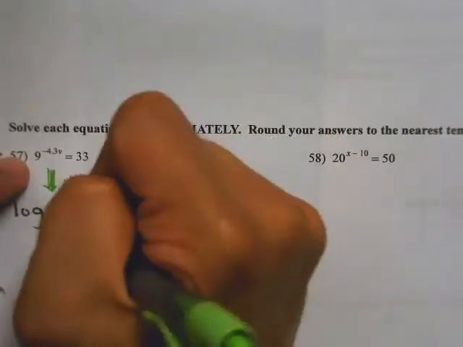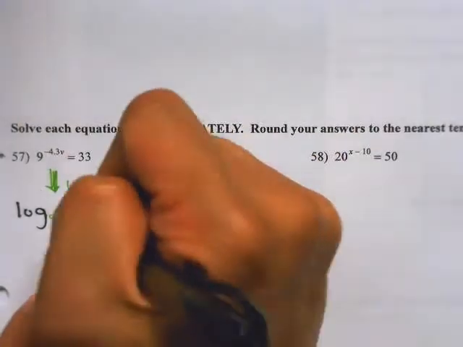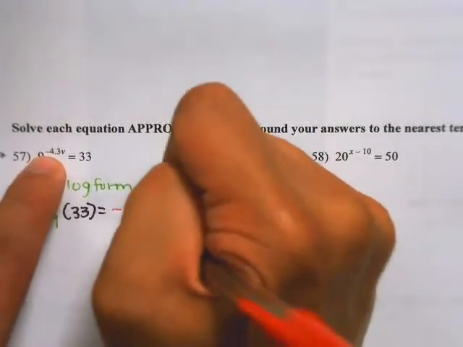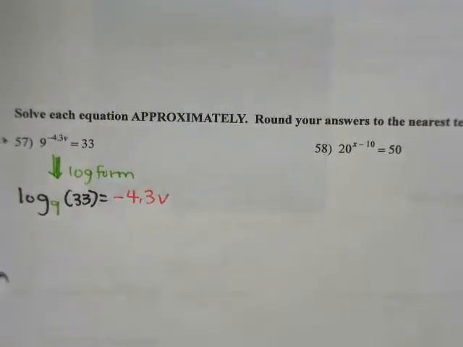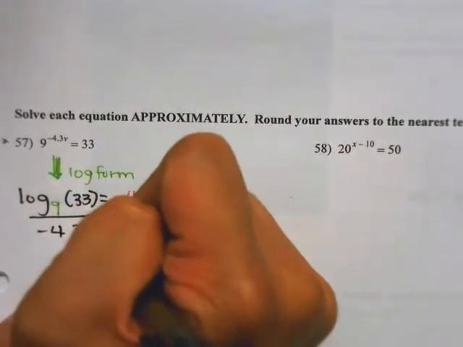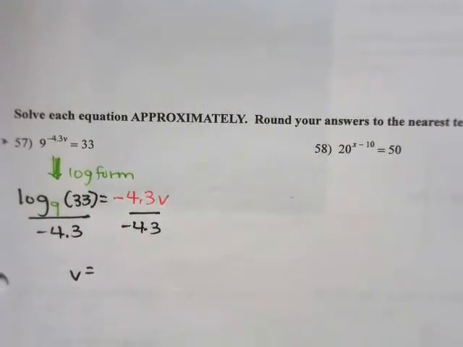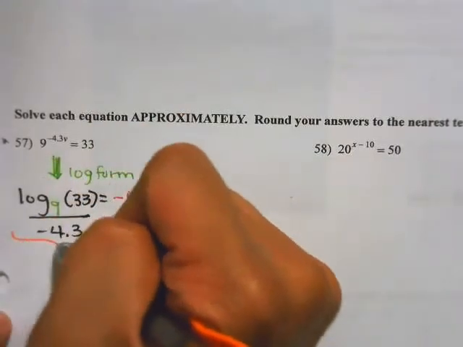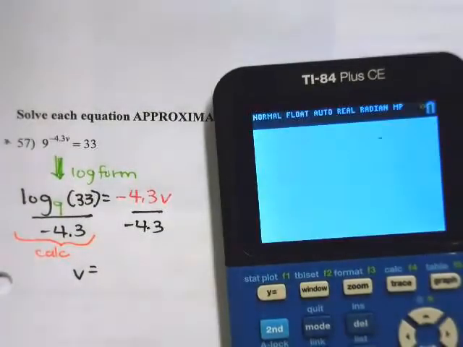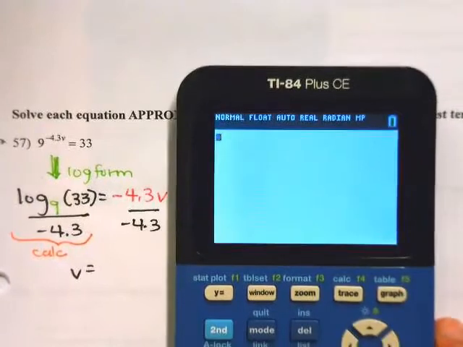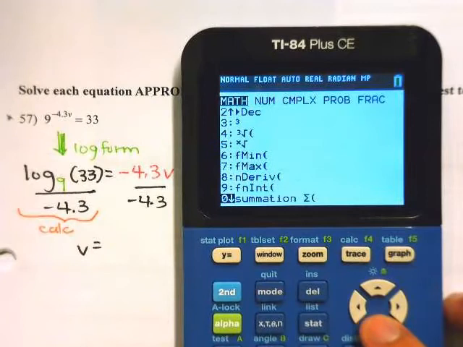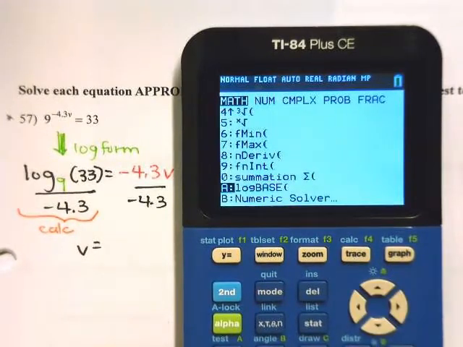Log. We've got our base 9 over here. Our argument is 33. And then that equals our exponent, negative 4.3v. We're almost done, because from here we're going to divide both sides by negative 4.3. V is equal to, so now use your calculator. Where's our log button again? I think it's on option 9. That's what happens when you don't use it for such a long time.